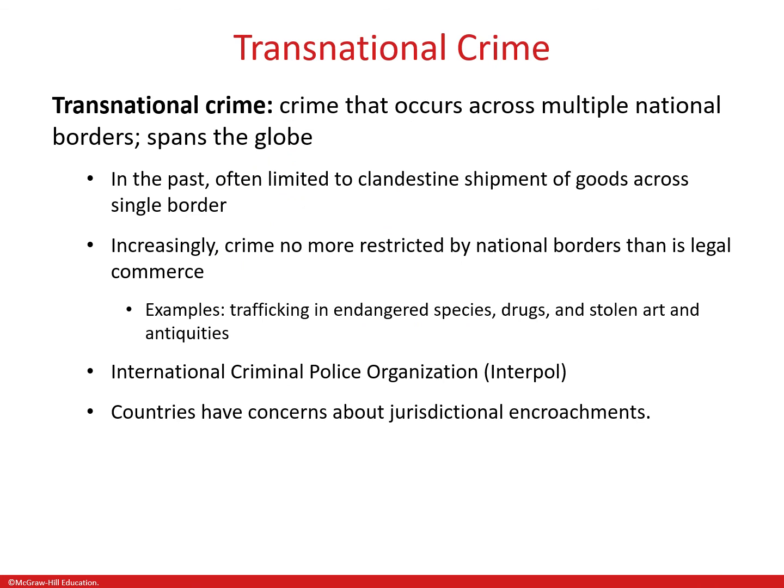Okay, and now we have transnational crimes, and these occur across multiple national borders. It spans the globe. These are things like terrorism, slavery, the trafficking of human beings, that would be like the slave trade, endangered species, bringing animals into the country, drugs, stolen art, piracy, among other things. I think there's a list on the next slide to show you.